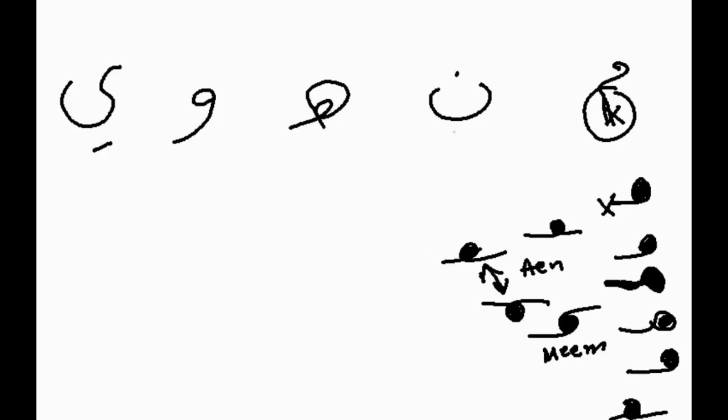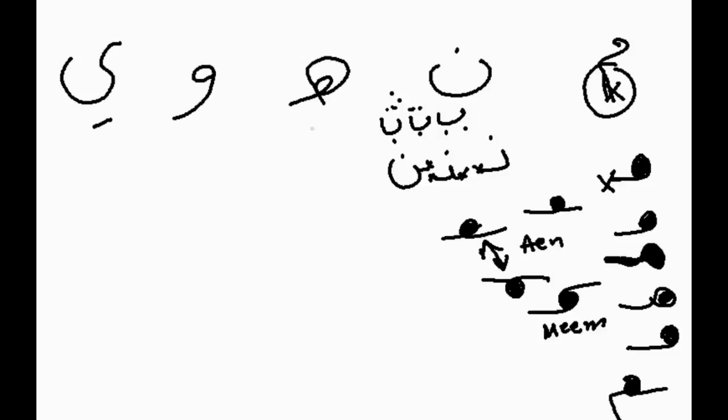Noon, as we discussed, is similar to ba, ta, tha regarding connection properties. So noon will look like this at the beginning, if you remember part 1, and at the middle of the word it will look like this, and at the end it will look like this. These are the connections, just like ba, ta, and tha. Now ha is a little bit fun because ha will start like this at the beginning of the word.